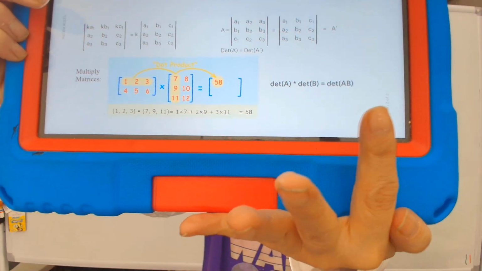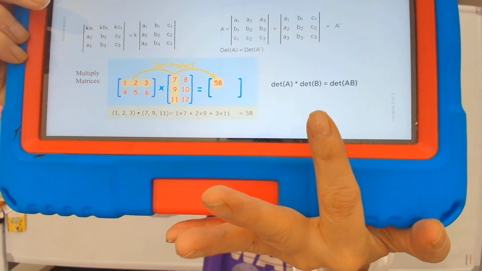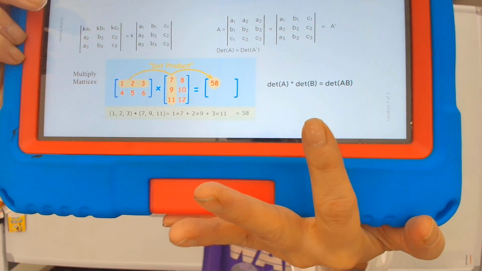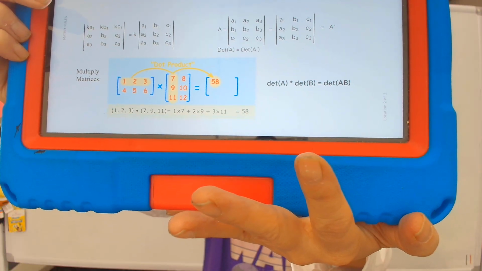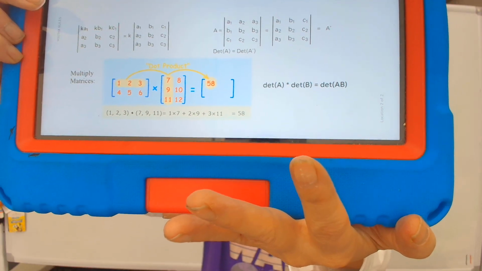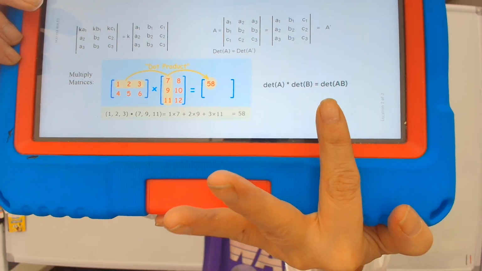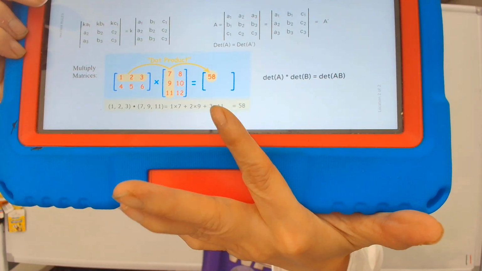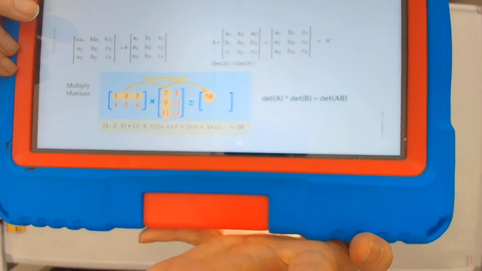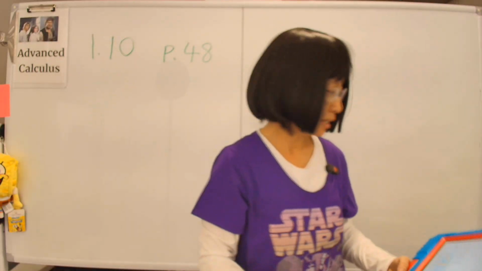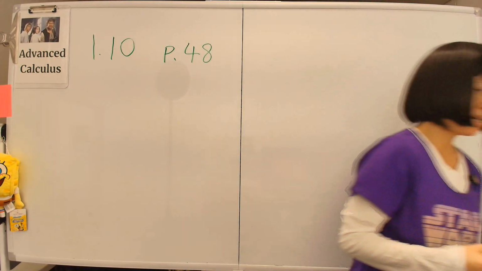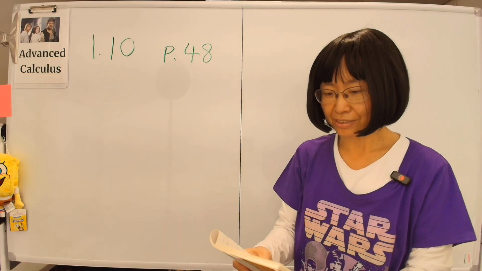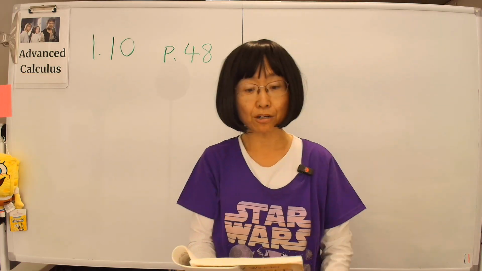So anyway, finally, we need to remember this theorem: the determinant of two matrices multiplied together is the same as the determinant of multiplying the matrices first with that trick, and then calculating the determinant. So that's that. And with that, we can start our section 1.10, Jacobians.